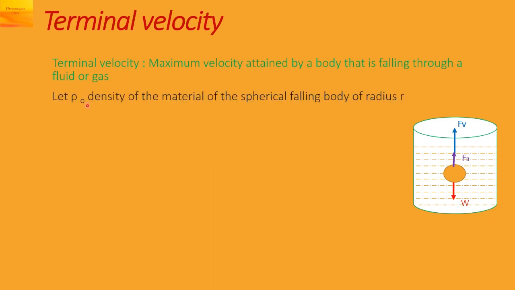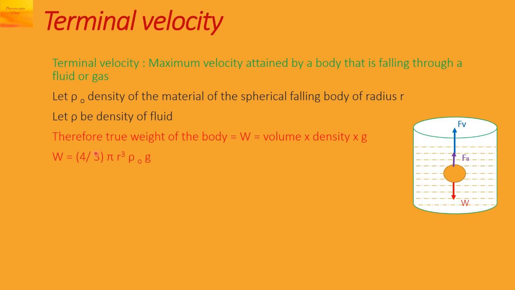So, let rho 0 be the density of the material of the spherical body. It is having radius r. Let rho be the density of the fluid. Therefore, the true weight of the body, which we have denoted as W, will be equal to the volume of the body into the density of the body into g, that is the acceleration due to gravity. Volume of the body is 4 by 3 pi r cube, density of the body is rho 0 into g. This is W.